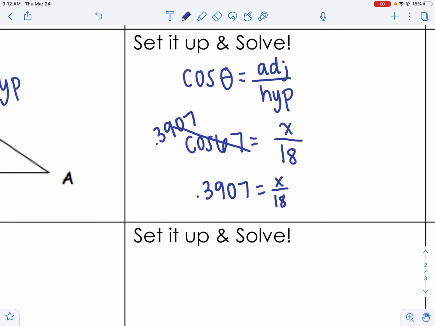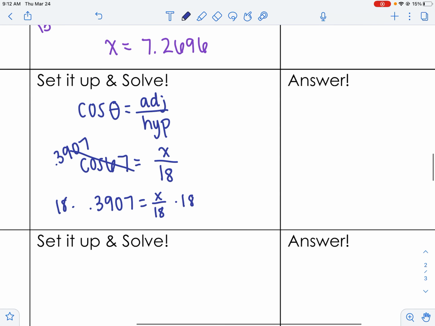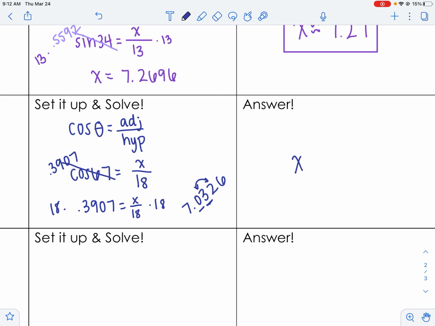Because this is a lot easier to solve than what I had before. So if we have x divided by 18, to get rid of that, I would multiply both sides by 18. And then I'm just going to go to the calculator and type that in. So 18 times 0.3907. Be careful when you're typing things into the calculator, and make sure you don't mistype anything. And I get a long decimal, 7.0326. Now, 2 decimal places out, if I look past it, I don't need to round the 3 up. So I'm going to say that x is approximately 7.03.